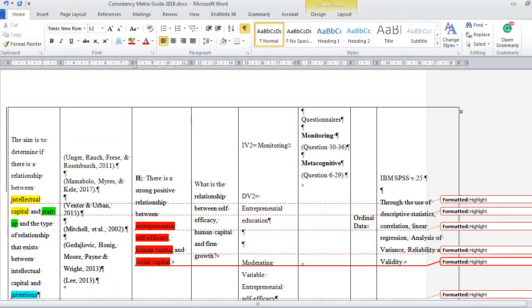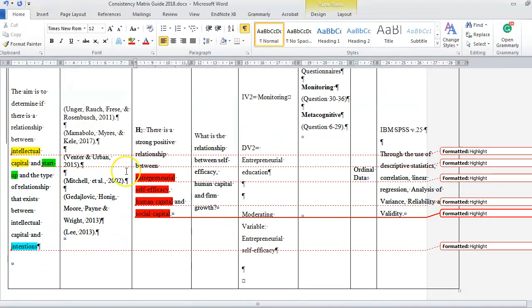Let's look at her hypothesis 2. So she says here, the aim is to determine if there is a relationship between intellectual capital, which is variable 1, and startup, which is supposed to be variable 2. And then she says, and the type of relationship that exists between intellectual capital and internships. She's introducing another variable here, which is internships, which did not appear in the relationship, but appears when she talks about the type of relationship. So there's a misalignment there.